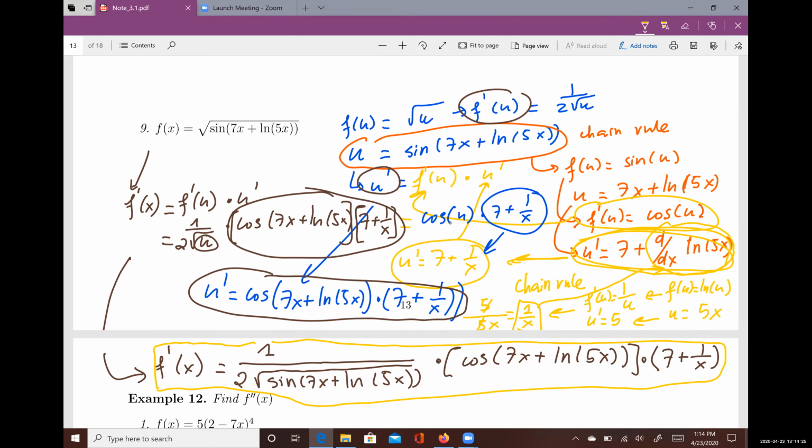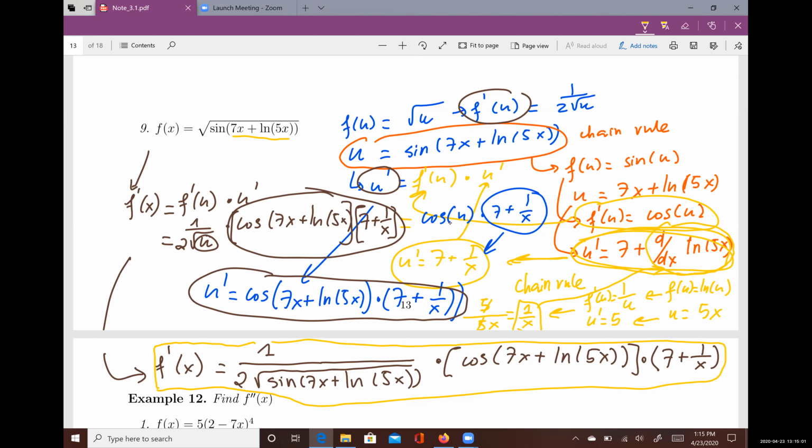But if you look at these answers here, you can see the pattern that you can find, right? So first, 1 over 2 square root of whatever inside the radical multiplied to the derivative of sine of whatever inside this sine function, which is cosine of the 7x plus ln 5x, and then multiply to the derivative of the most inner function here, the derivative of 7x plus natural log of 5x.